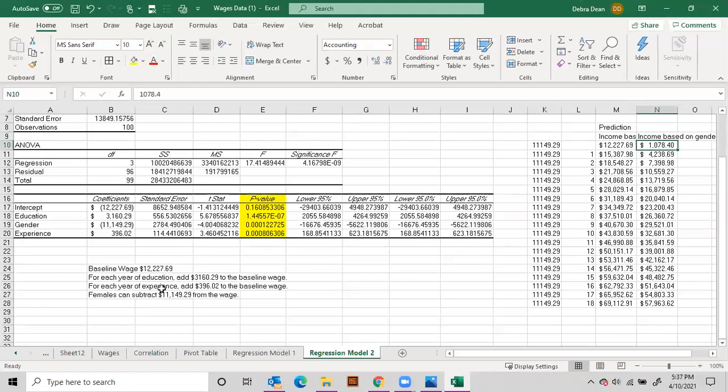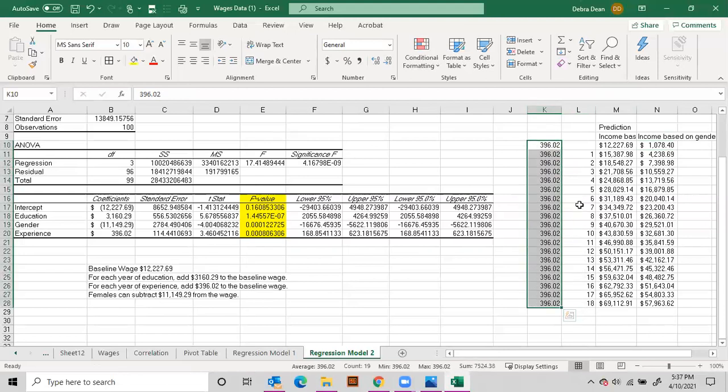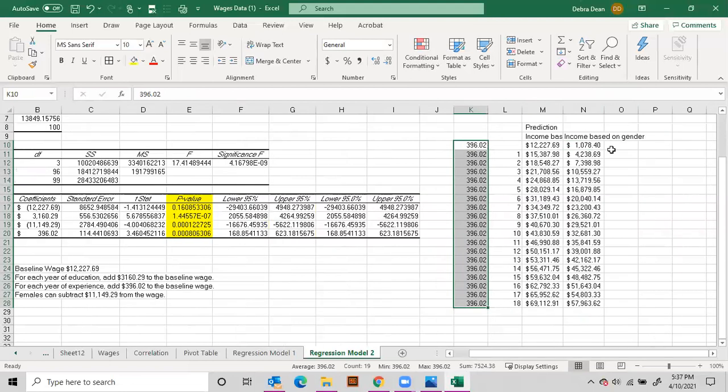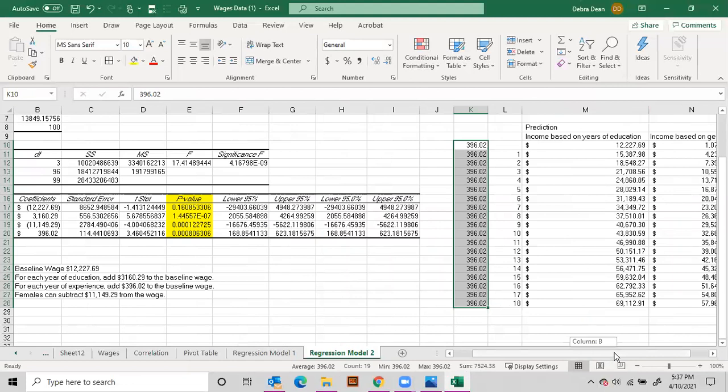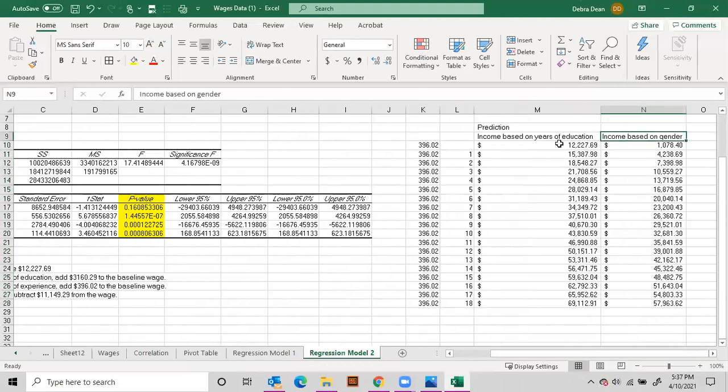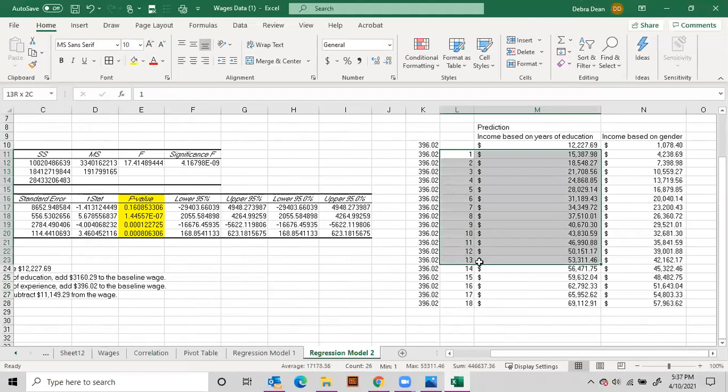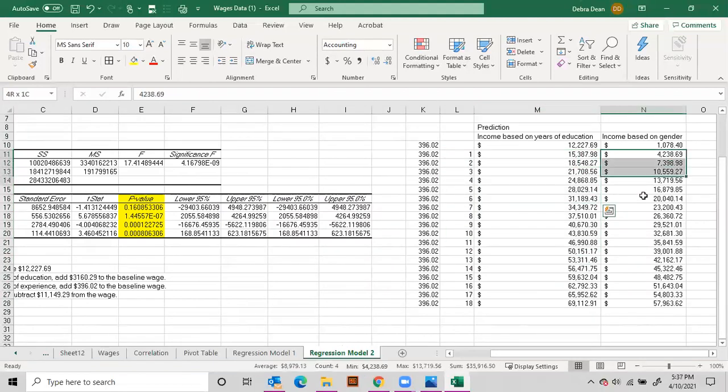Okay. Then we want to do income based on experience. So 396.02. All right. And I should say that this is, let's say we have both men and women going to get their education. Then the men would make this much and the women would make this much.